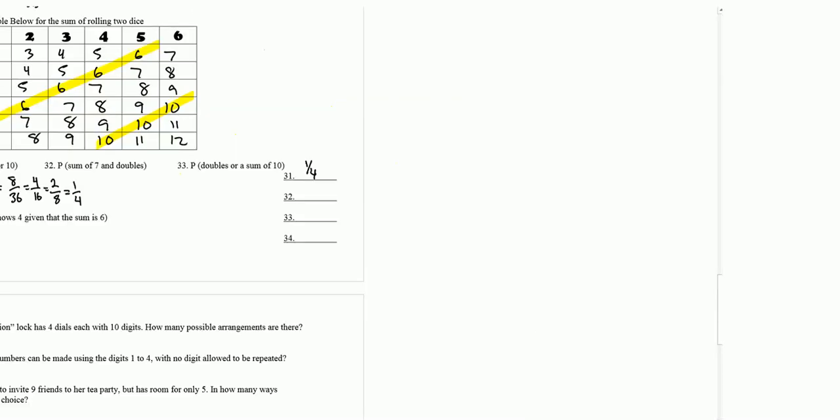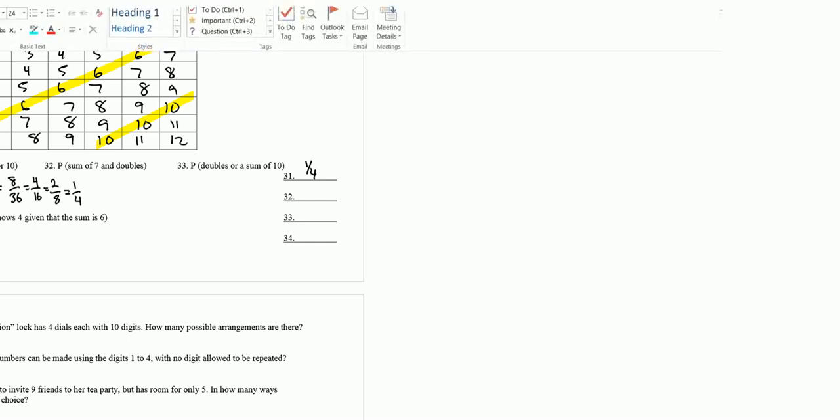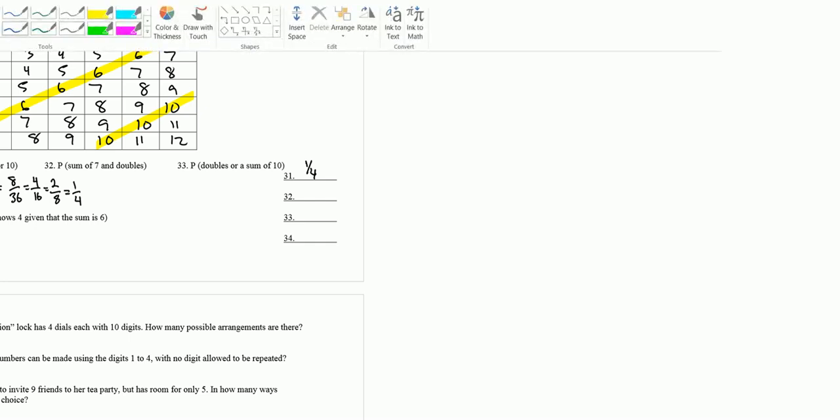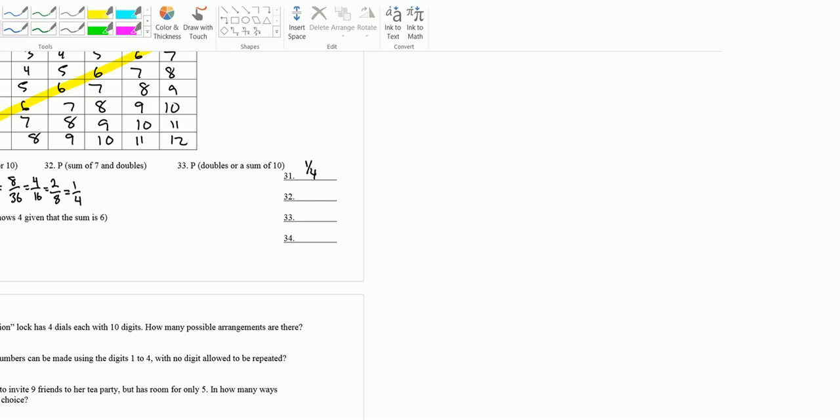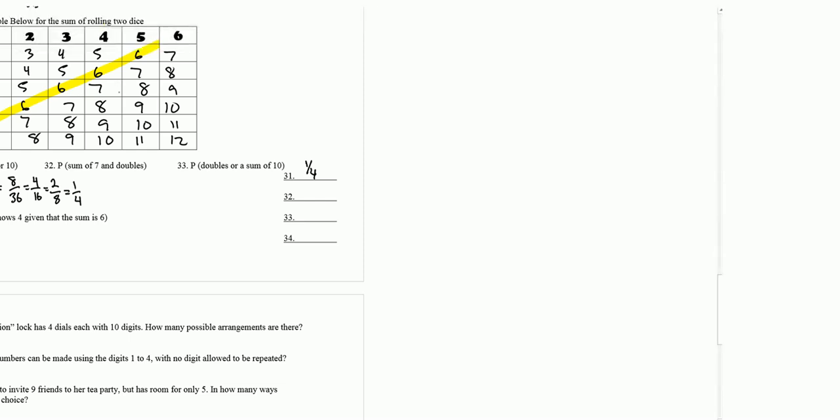Number 34, we want the probability that one die shows a 4 given that the sum is 6. So I'm going to go back to the table here, and I'm going to leave the 6's highlighted because that's what we're looking at. We're looking at those only. So because it says given that the sum is 6 and we got 1, 2, 3, 4, 5 cases, the probability is going to be something over 5. And so if we look at those 5 cases, which of those cases have one of the dice showing a 4?